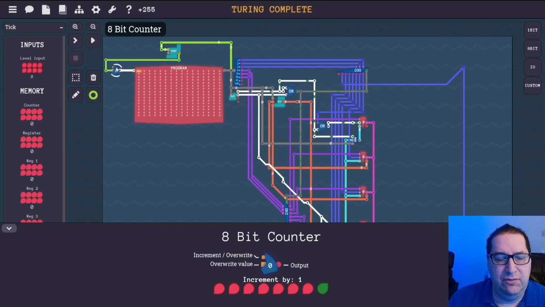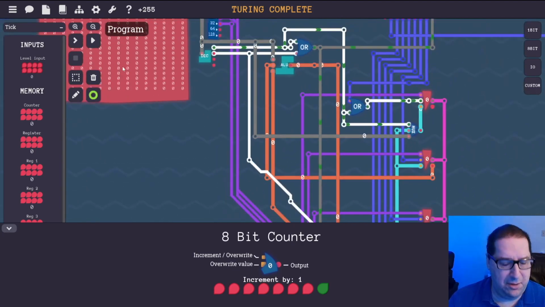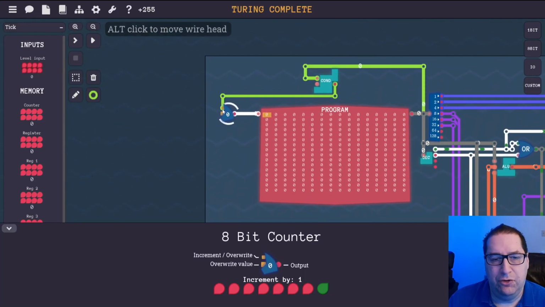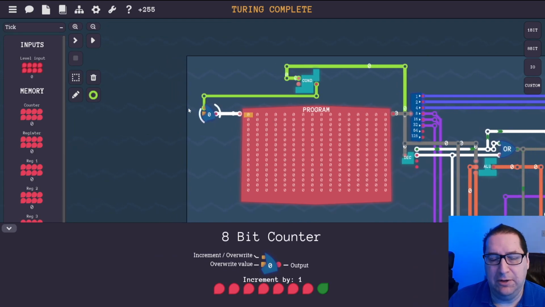And that leaves, oh, no, I put it in the wrong place. It's actually going right here. Let me zoom in. That's got to be hard to see on YouTube. There we go. Right. So that's a control bit, basically.